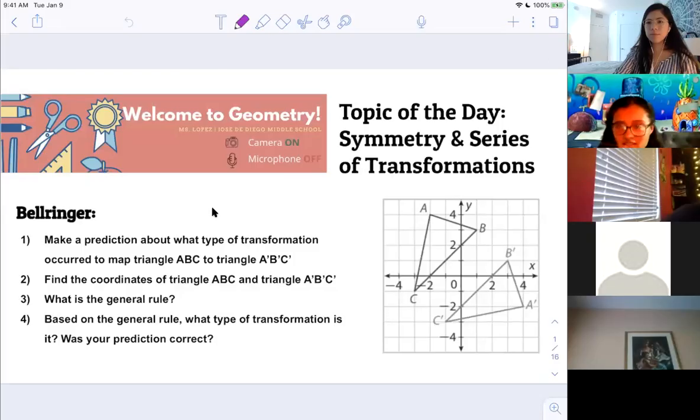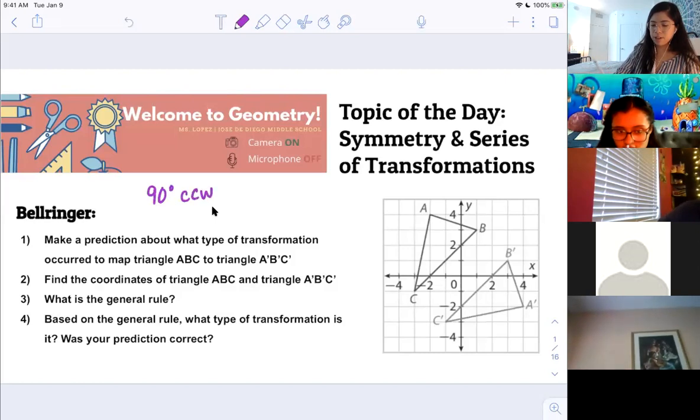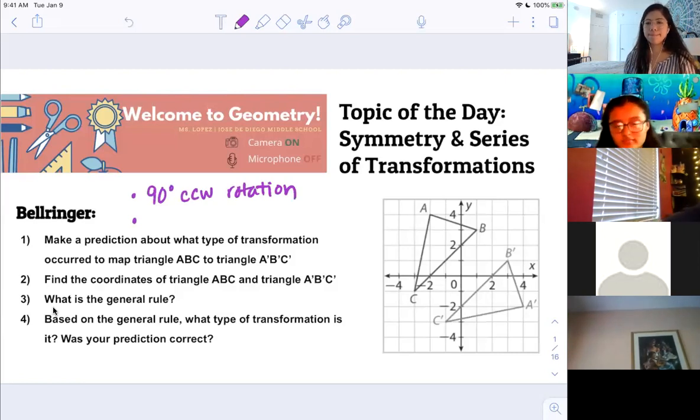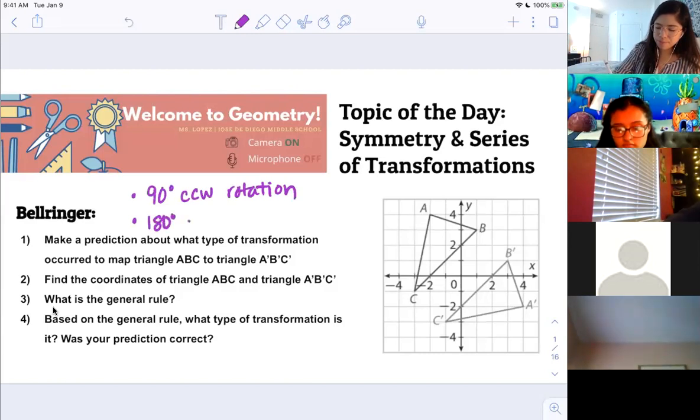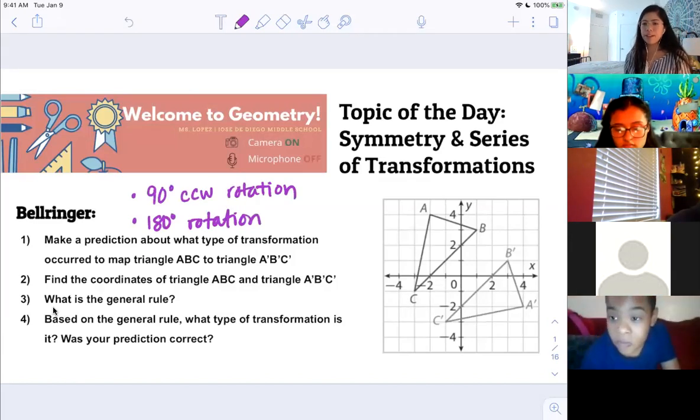Like -90 degrees, so just a 90 degrees counterclockwise rotation. Okay, what's another prediction? Someone else. I think it's a 180. Okay, so a 180. Anyone else have something different?